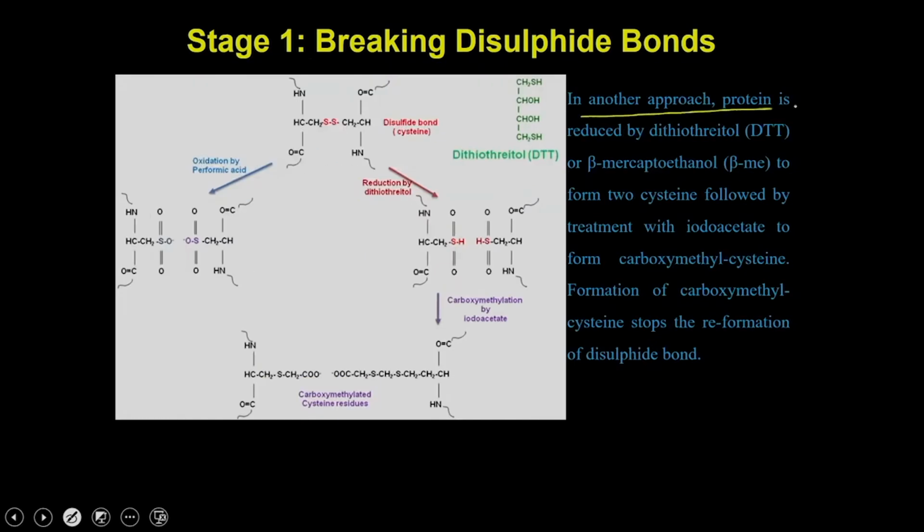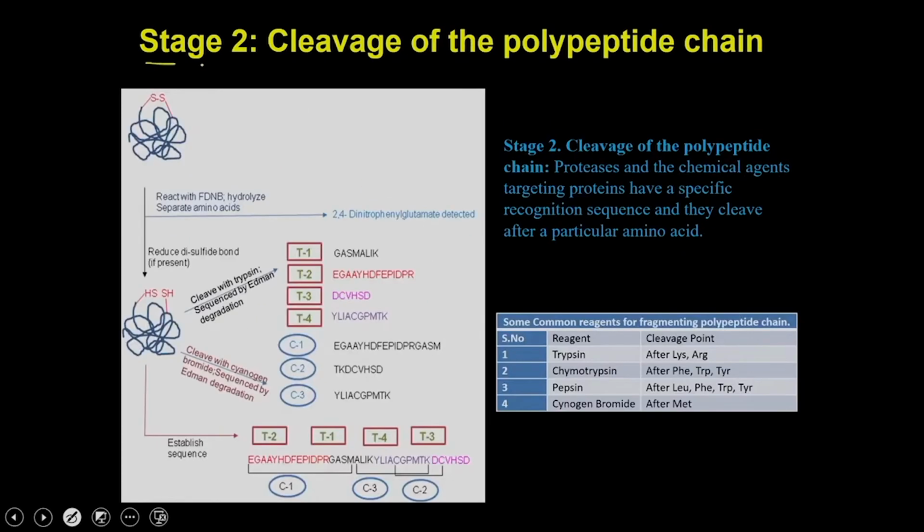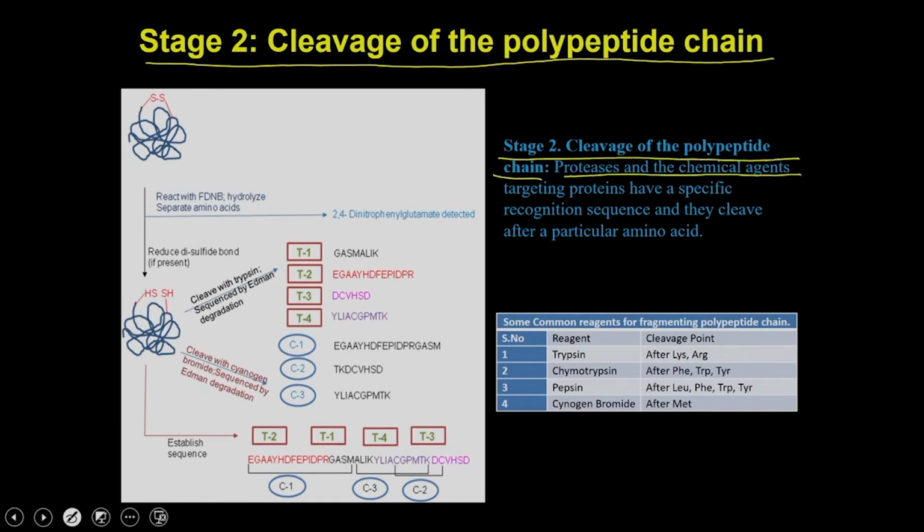In another approach, the protein is reduced by DTT, which we have discussed so far. In step 2, you are going to do the cleavage of the peptide chain. In stage 2, the cleavage of the polypeptide chain, proteases and chemical reagents targeting proteins have a specific reaction sequence, and they cleave after a particular amino acid. One classical example is trypsin, which cleaves just after lysine or arginine.